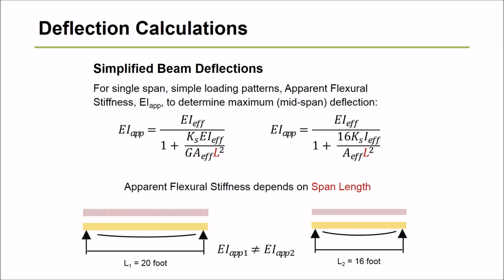Another important thing to note is that the apparent flexural stiffness depends upon the span length. Since the apparent stiffness is accounting for shear deformations, and we know shear deformations are more significant at shorter spans than at longer spans relative to the flexural deformations, this EI apparent actually varies with the length of the span.